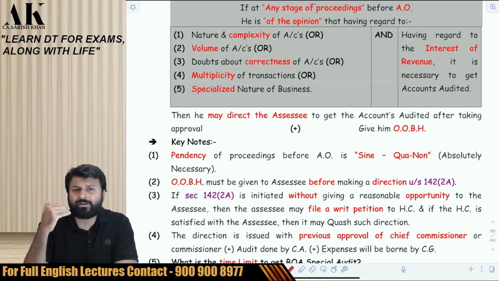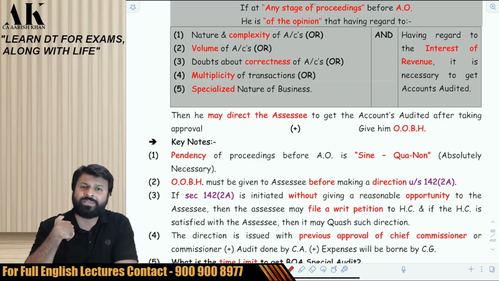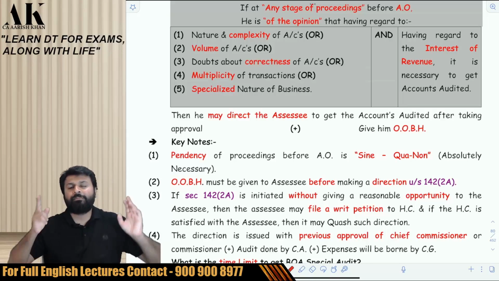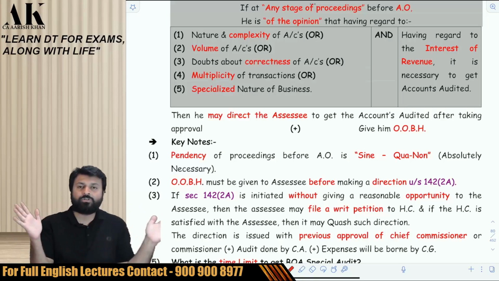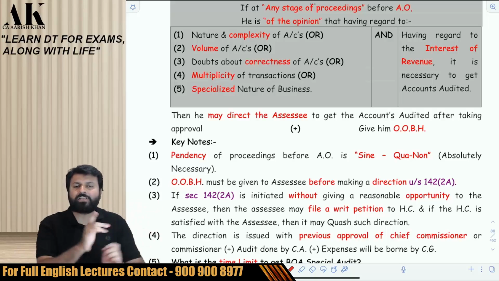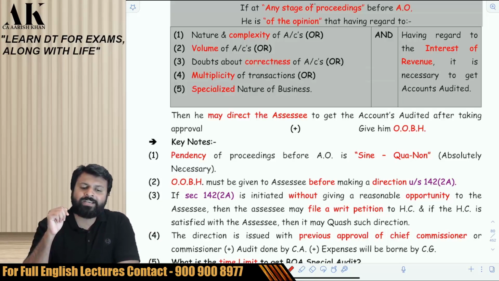If there is a requirement of extension, then I can suo motu increase the time. Even the assessee can make a request to me: sir, please increase the time limit, I cannot complete the audit within 100 days. Therefore, it can be further extended, but the original time plus the extension cannot be more than 180 days. It cannot be more than 180 days.